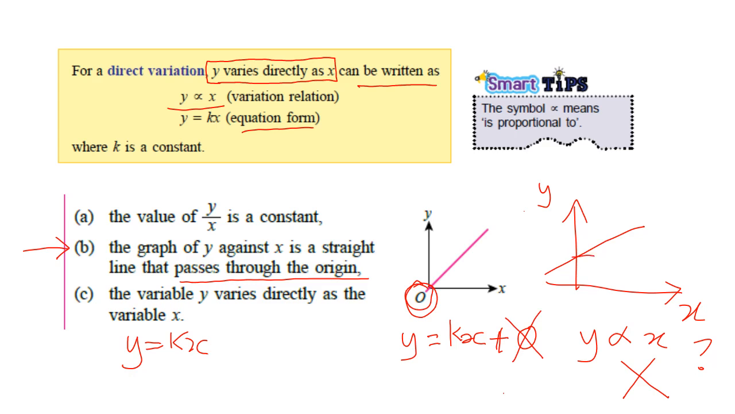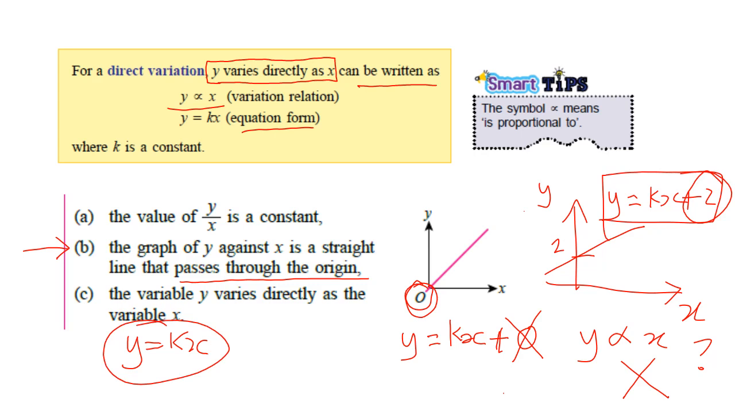If you have c, let's say this is 2, so your graph will be y equals kx plus 2. This is not a direct variation. You have this plus 2. Direct variation must be in this type of equation. So remember, it must pass through the origin, then it is a direct variation. You can say that variable y varies directly as the variable x. Okay? I hope you can grasp the concept, yeah?